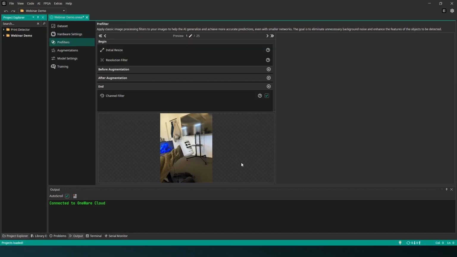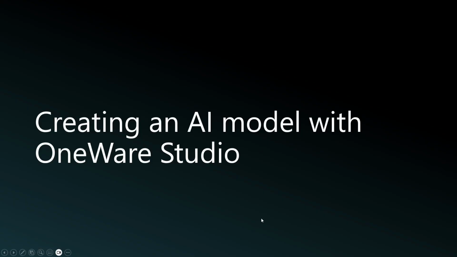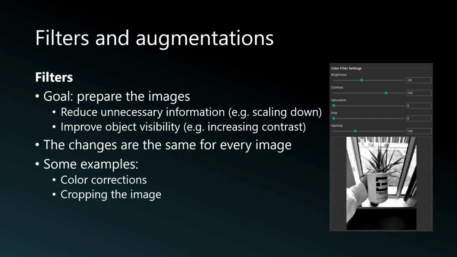The next two sections are filters and augmentations. Those actually work quite similarly. And to explain what they do in detail, let me switch back to my presentation because I've prepared some slides to explain it a bit better. First of all, we have image filters. The goal of filters is to prepare the images for training the model. For example, we want to remove unnecessary information. So we could apply a color filter to our images to reduce the saturation to 0 and convert the color images to grayscale images.